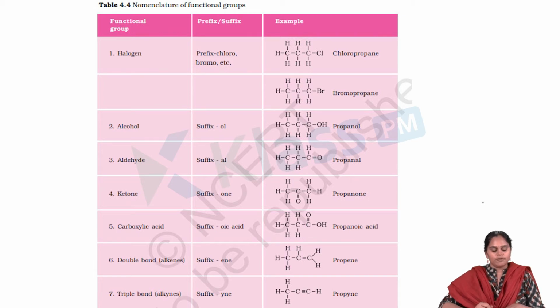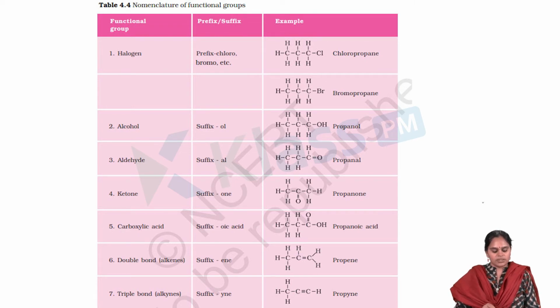Then the ketone group. For the functional group ketone, you need to add the suffix -one. Same example, three carbons with one oxygen double bond, propanone. The -one should be suffixed, so propanone. The next functional group is carboxylic acid. For carboxylic acid, we need to suffix -oic acid. Here at the end of the carbon, one oxygen with a double bond and one OH is added. This is carboxylic acid. So this one we have to name as propanoic acid.